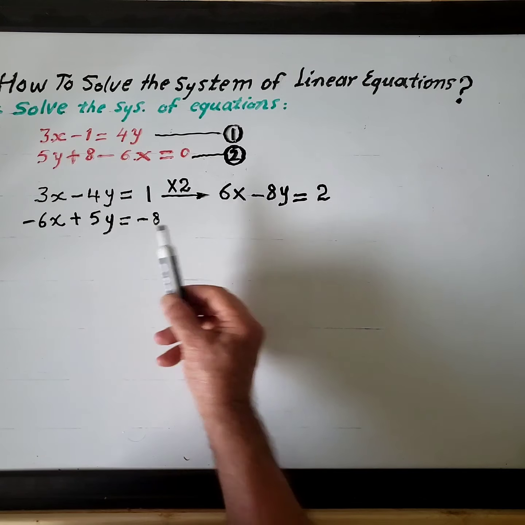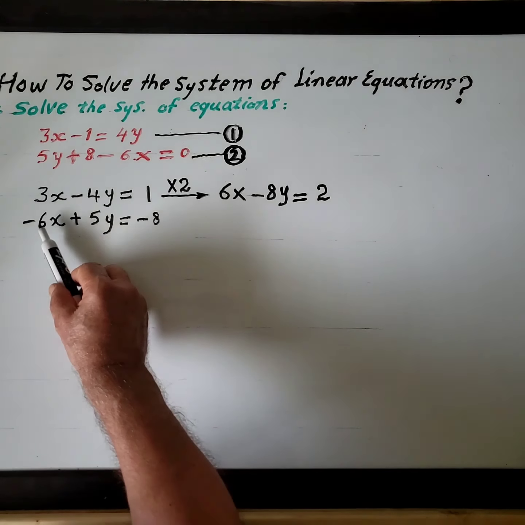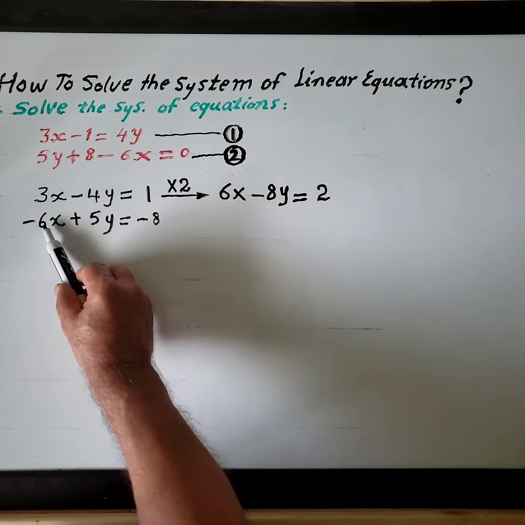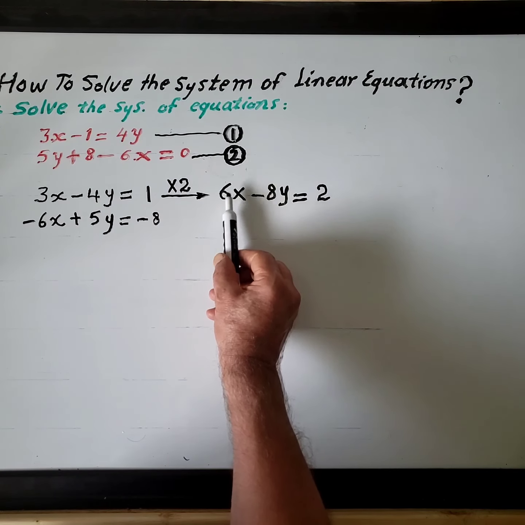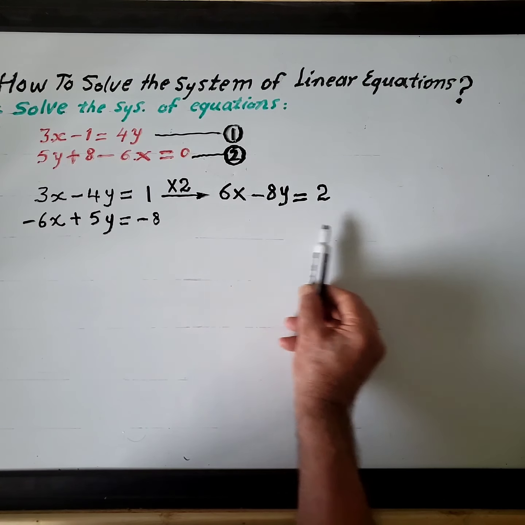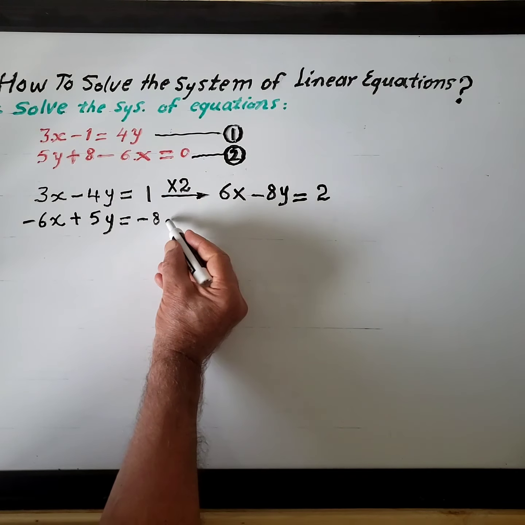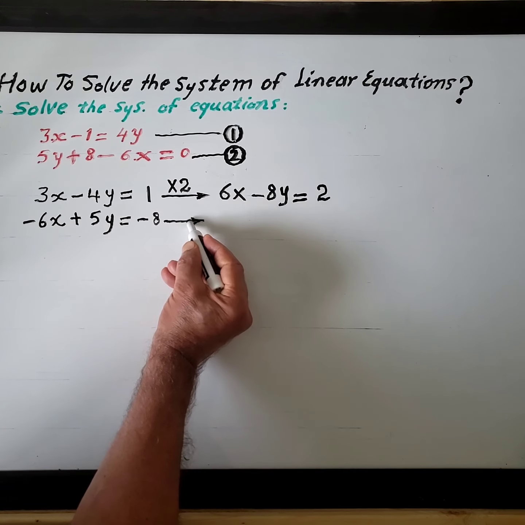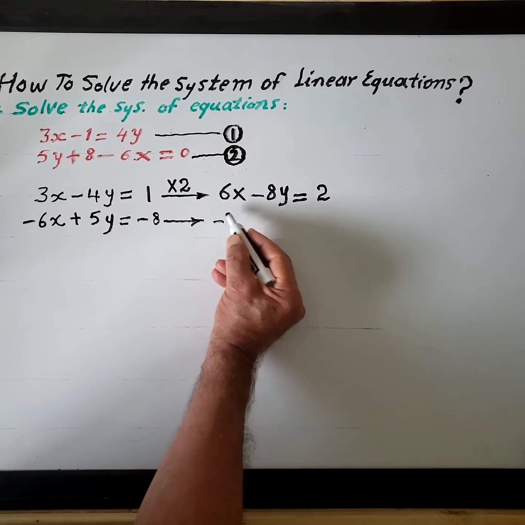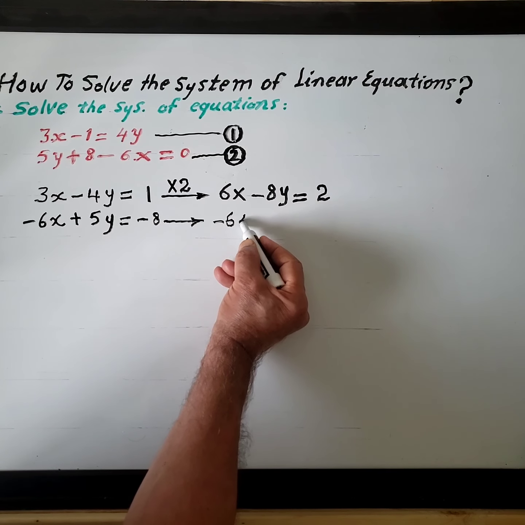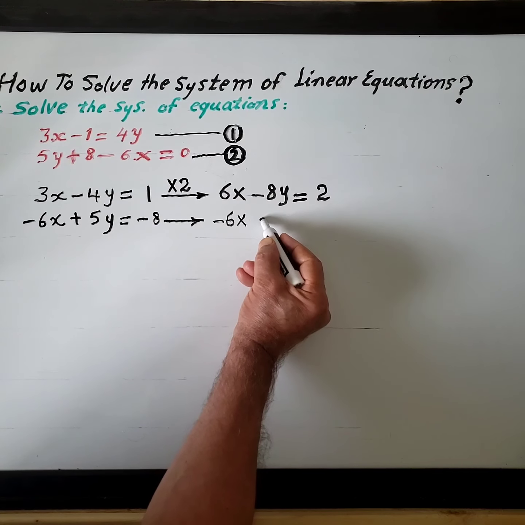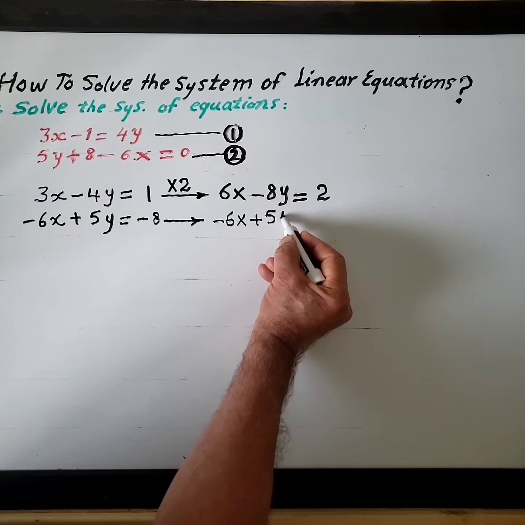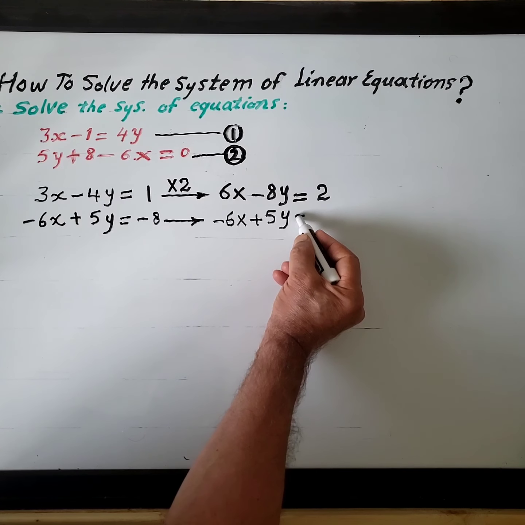The other equation, I don't need to multiply by anything because it's already here, the coefficient is -6, which will be cancelled with +6 when we add the two equations together. So just rewrite the equation without making any change in it. It will be -6x plus 5y is equal to minus 8.